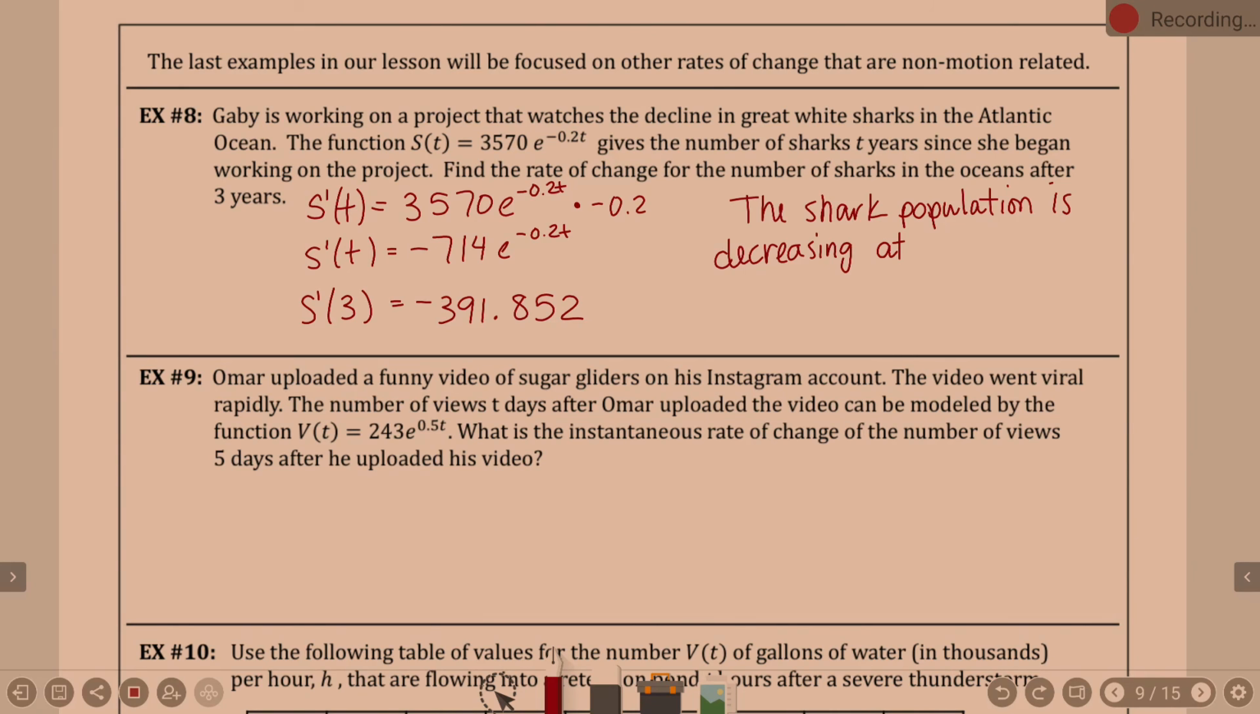D-I-M-I-N-I-S-H, at a rate of, in my notes, I actually wrote about 392. I think it probably did that because we're talking about a population, but officially, unless you're given information, we should probably use a whole number, or the exact decimal number, 391.852 sharks per year after 3 years.